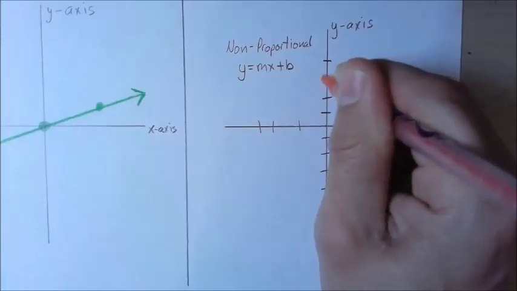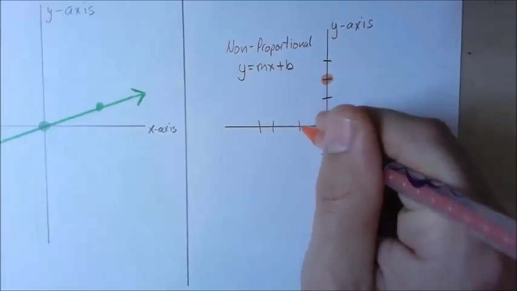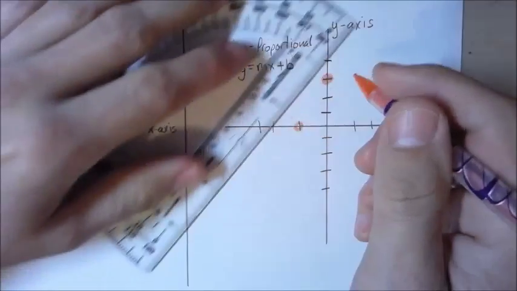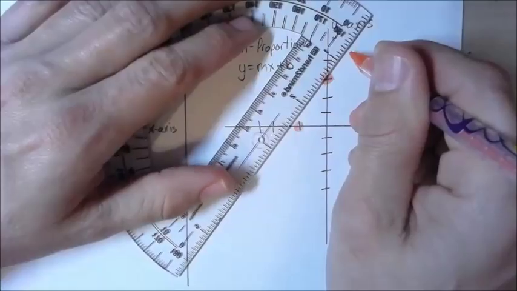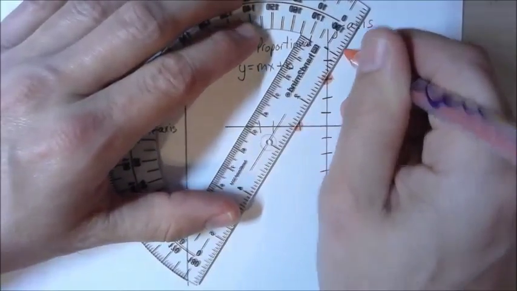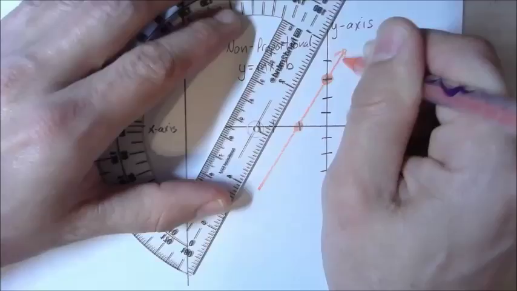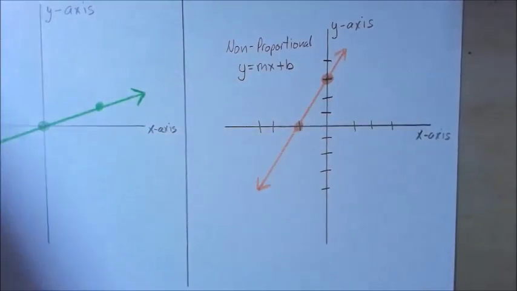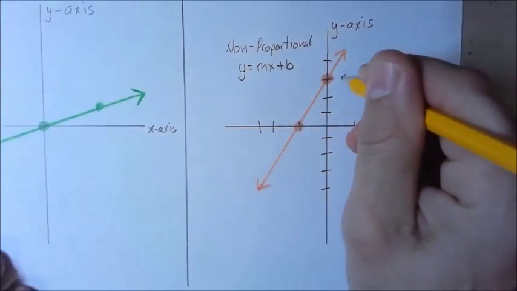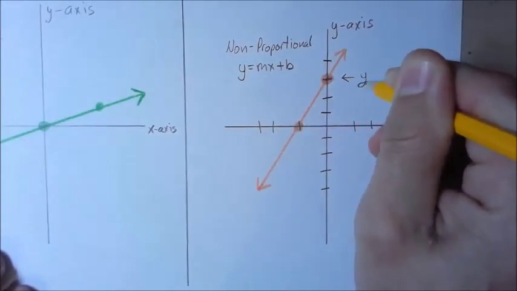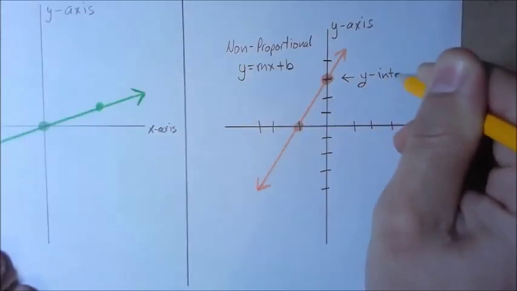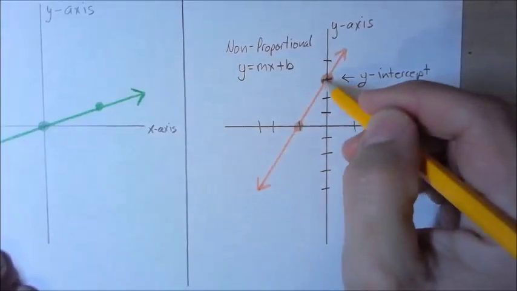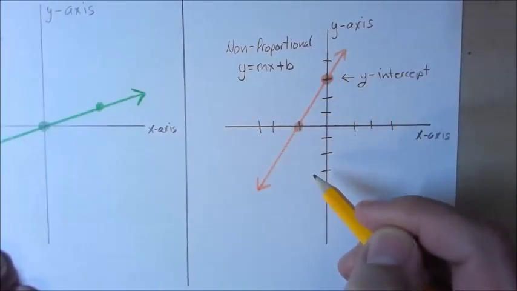I'm going to put my y-intercept at 3. And then I'll put my second point right over here. But you could do yours wherever you'd like, because it's your graph. My line. There it is. And I'm going to draw me an arrow here, and I want you to label the y-intercept. I want you to write y-intercept. That way you understand the y-intercept is where it crosses the y-axis.